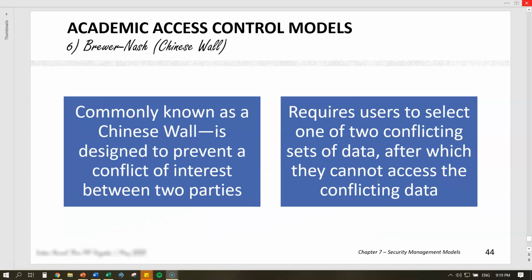And the last type of academic access control model is Brewer-Nash, or they call it as Chinese wall. This type of access control model designed to prevent a conflict of interest between 2 parties.